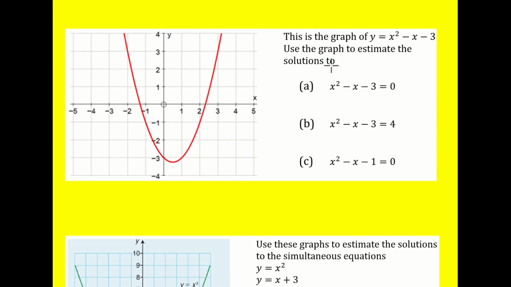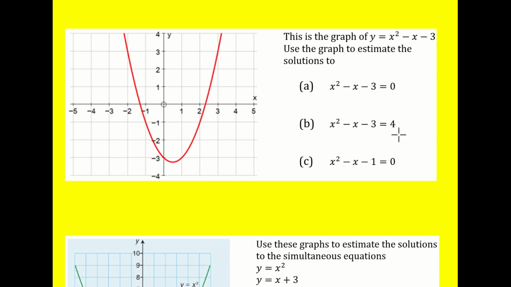So I've got a similar kind of one here. I'm just stepping it up in a few different respects. This is the graph of y equals x squared minus x minus 3. Not just giving you y equals x squared, but a more complicated quadratic. Use the graph to estimate the solutions to this, this, and this. Pause the video, see how you get on, and I'm going to go through these three.